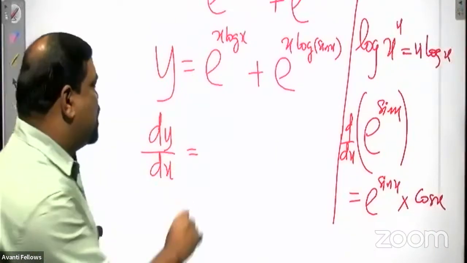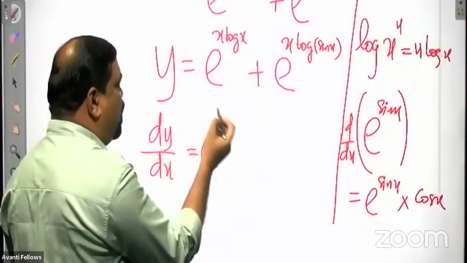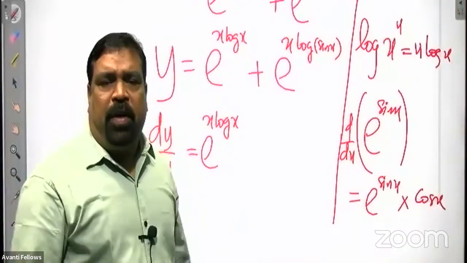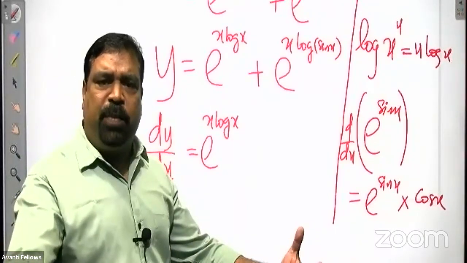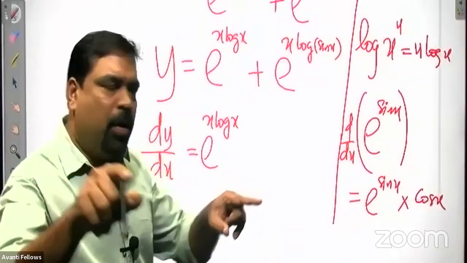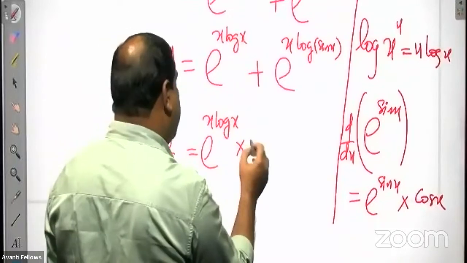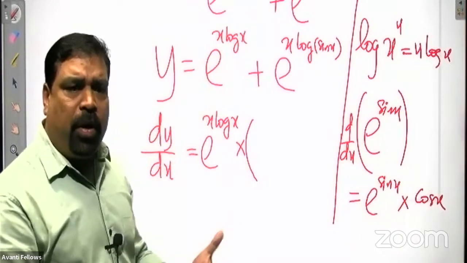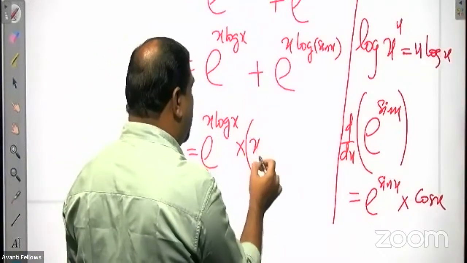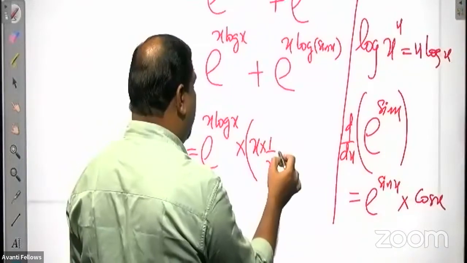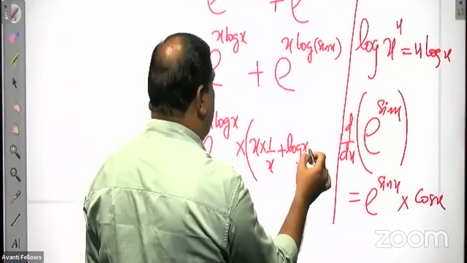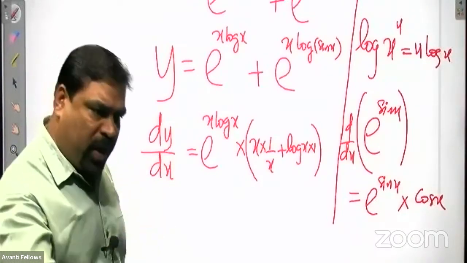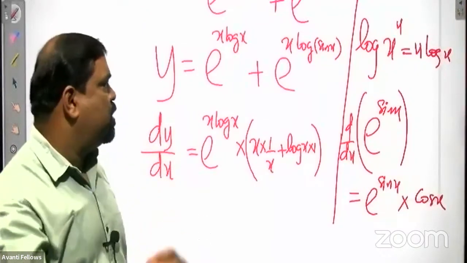Same thing here also: e raised to x log x. First we write the derivative of the e raised to x function, which is e raised to x log x itself, into the derivative of x log x, which is remaining. By product rule, the derivative of x log x is x into derivative of log x, which is 1 by x, plus log x into derivative of x, which is 1. That is over. First part is over.